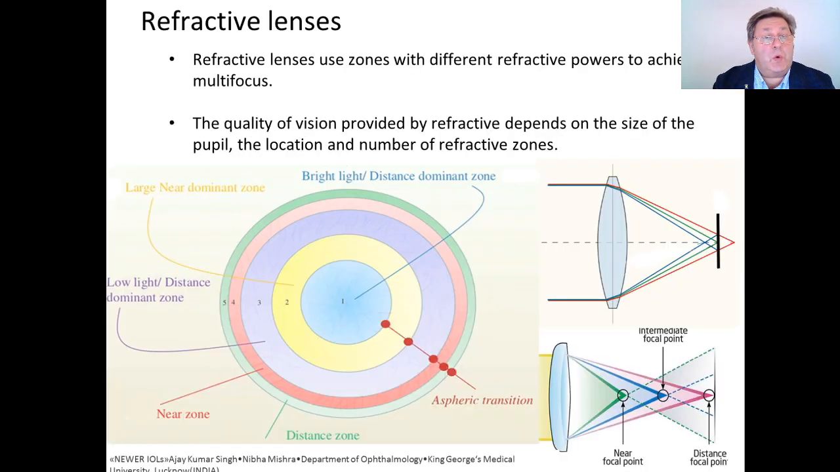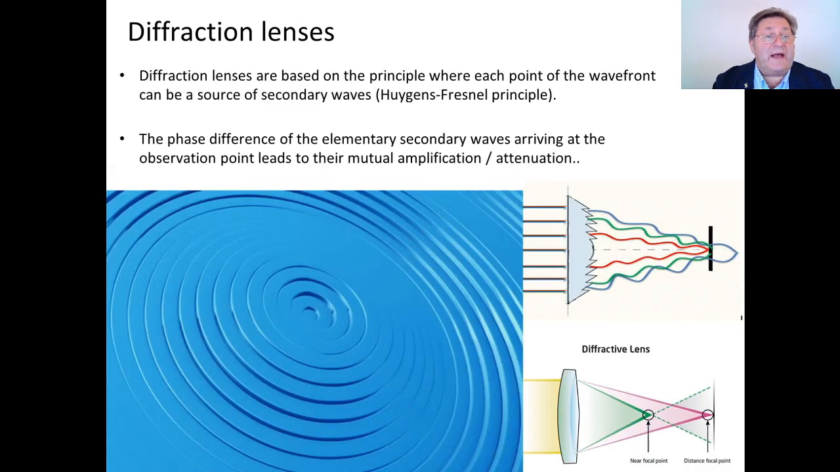Refractive lenses use zones with different refractive power to achieve multifocus. The quality of vision provided by the refractive lens depends on the size of the pupil, the location and number of refractive zones. Diffraction lenses are based on the principle where each point on the wavefront can be a source of secondary waves, the Huygens-Fresnel principle. The phase difference of the elementary secondary waves arriving at the observation point leads to their mutual amplification.